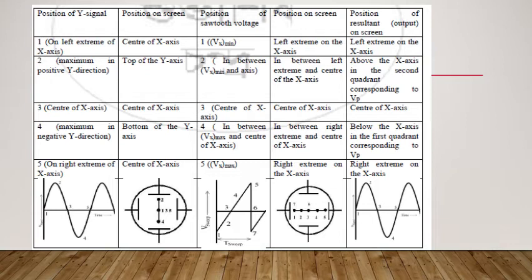On the left, first we have shown the position of the Y signal, and we have applied this signal. The name of this signal is sinusoidal signal or sine wave, which is continuously, first increasing from 1 to 2, then decreasing to 3, then moving to 4, then again increasing to 5, then 6, and then 7.